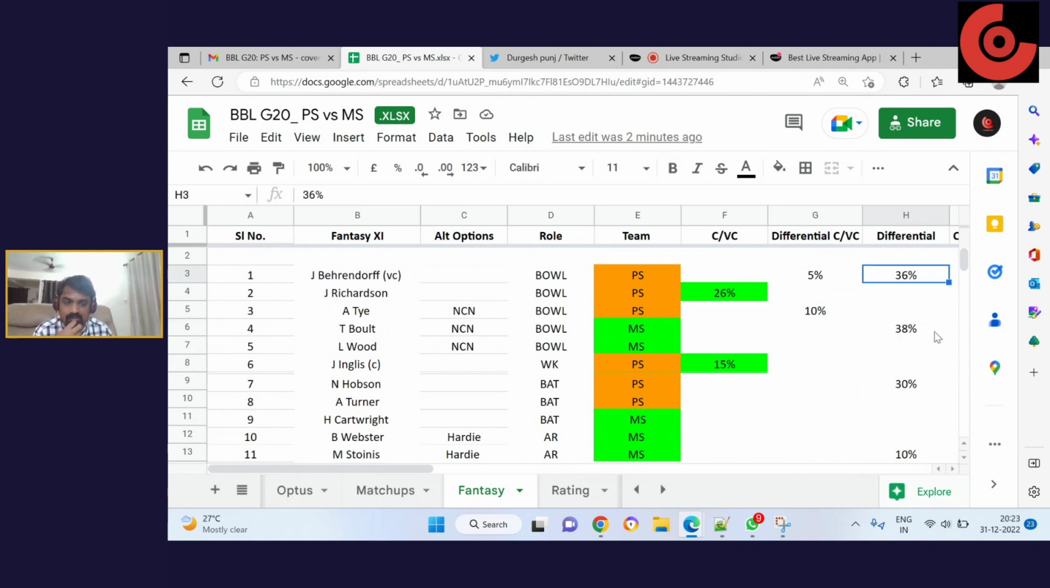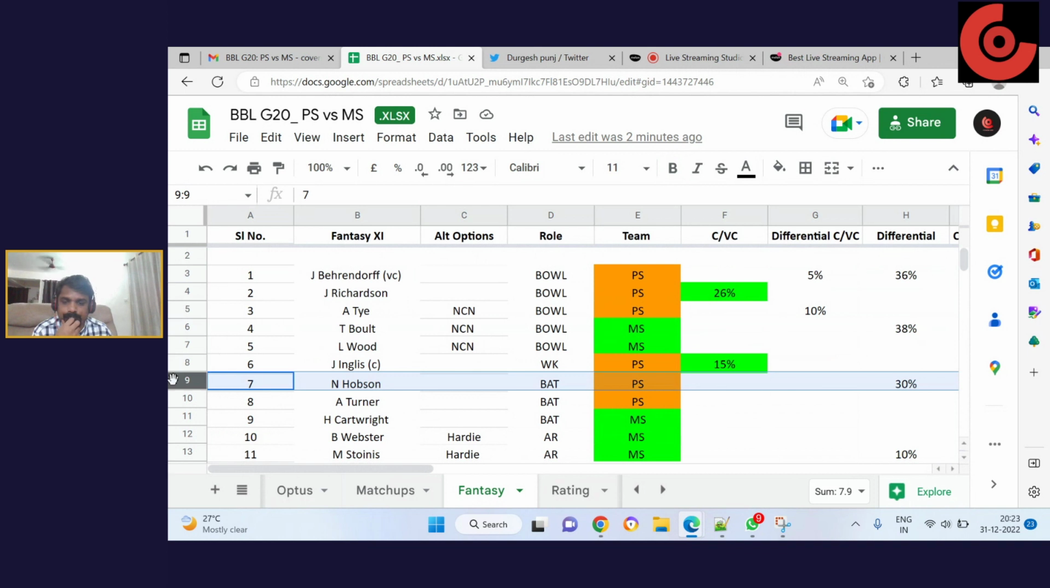We had him in our first 11, and Trent Boult as well. Although he didn't do well, if Boult plays 10 times at Optus, I'll take him 10 times every single time. That's how good he is as a fantasy option at Optus. He was owned by only 38 percent at the time of creating the article and the pack, and I think it went even further down after that.